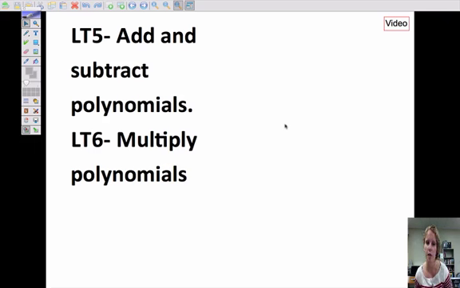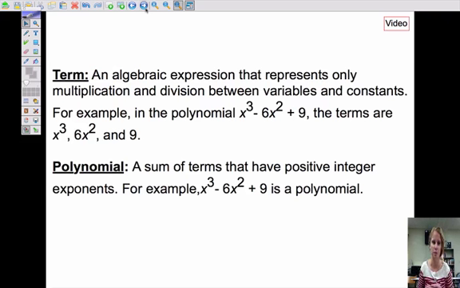All right, guys, learning targets 5 and 6 are going to go together, and we are going to be adding and subtracting polynomials and then multiplying polynomials. All right, and we're going to learn first what a polynomial is. So a polynomial is a set of terms, okay?